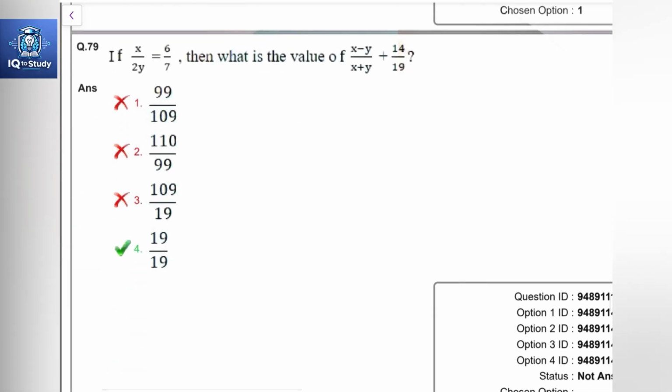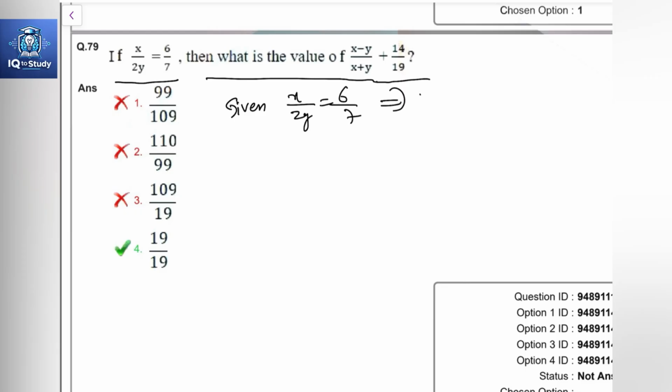If x by 2y is equal to 6 by 7, then what is the value of x minus y by x plus y plus 14 by 19? Given x by 2y is equal to 6 by 7, which implies 7x is equal to 12y and x by y is equal to 12 by 7.